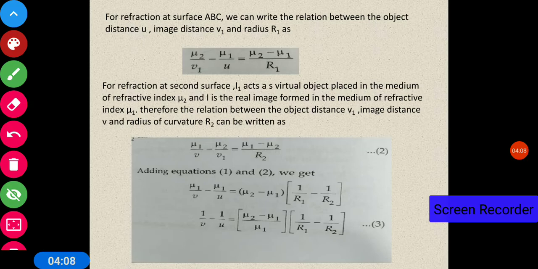So now adding these two equations, the result will be mu1 upon v minus mu1 upon u is equal to mu2 minus mu1, taken common in bracket, 1 upon r1 minus 1 upon r2. Taking mu1 common and moving it to the right hand side, rearranging the equation, we get 1 upon v minus 1 upon u is equal to mu2 minus mu1 upon mu1 into 1 upon r1 minus 1 upon r2.